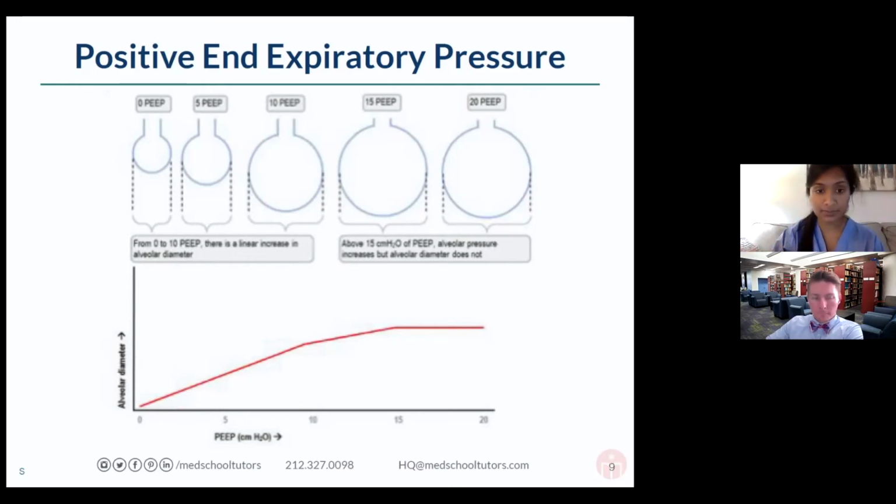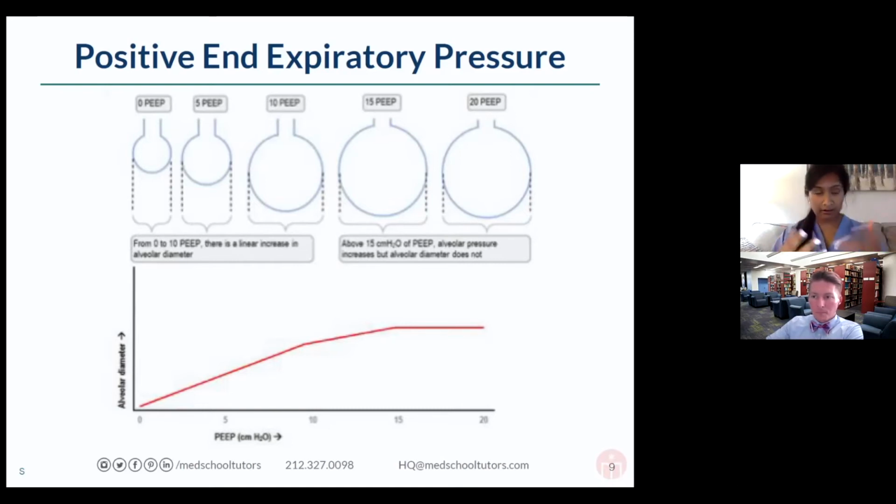And the same principle applies to your alveoli. So if your alveoli have no positive end expiratory pressure, what that means is that they almost collapse on themselves, right? And the whole point of end expiratory pressure is that at the end of expiration, right?